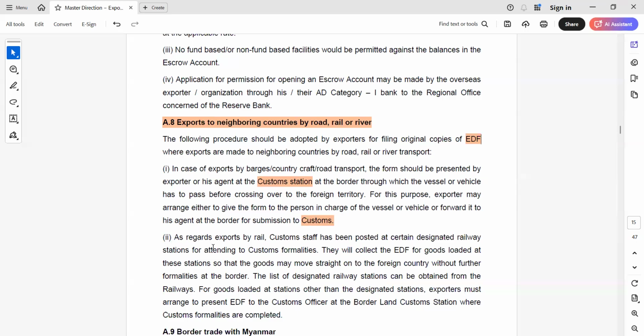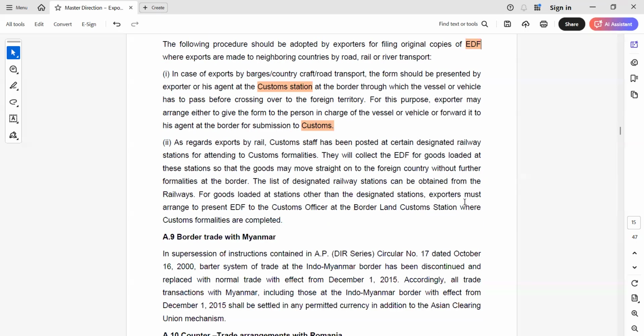As regards exports by rail, customs staff has been posted at certain designated railway stations for attending to customs formalities. They will collect the EDF, the export declaration form, for goods loaded at these stations so that the goods may move straight to the foreign country without further formalities at the border. So in this case also, the customs officer will be available at the railway station.